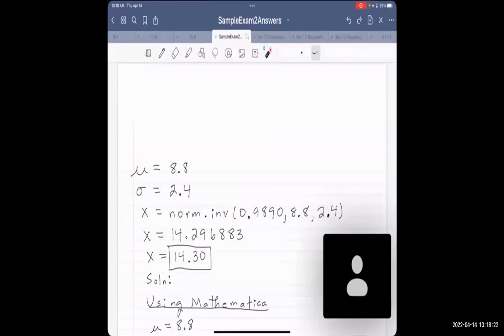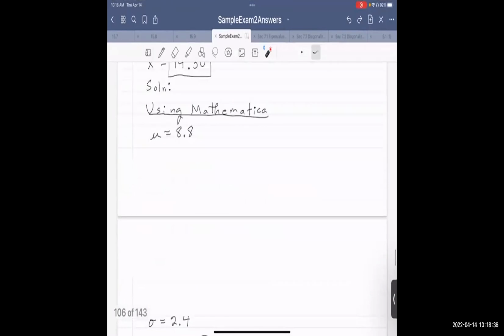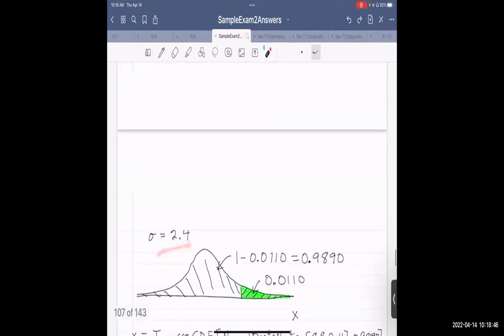And so we have 14.296883, which I can round to the nearest hundredth as 14.30. We can also use Mathematica to do this. And so the mean was 8.8. The standard deviation is 2.4.